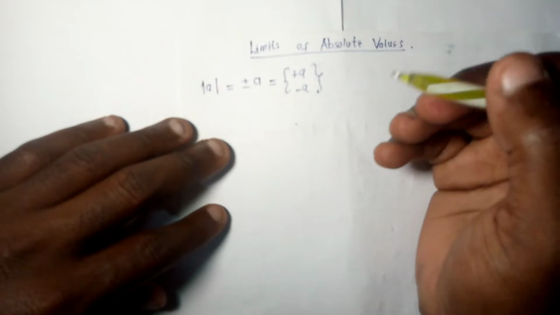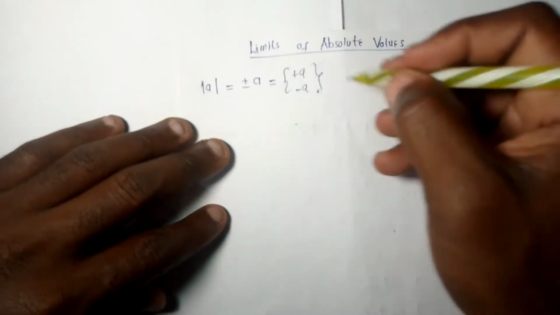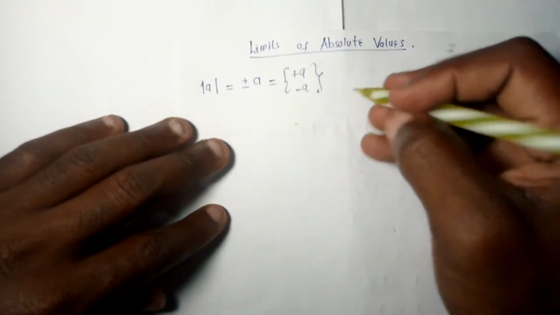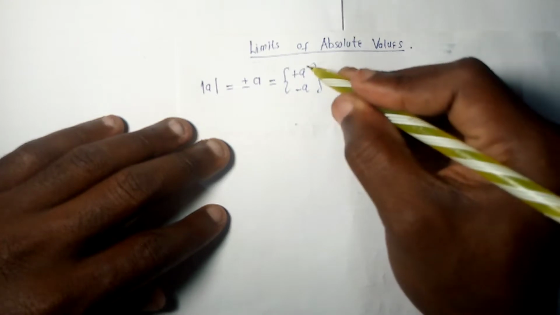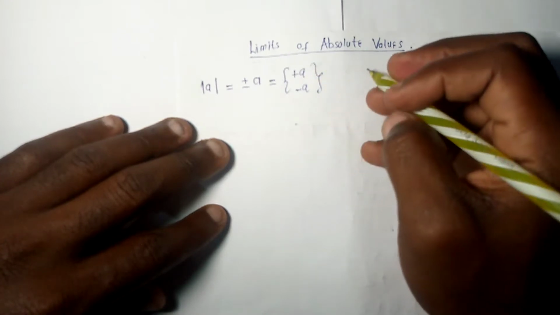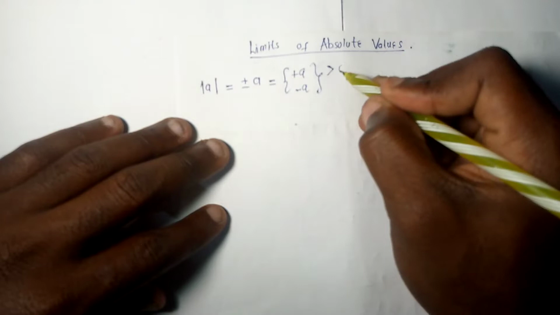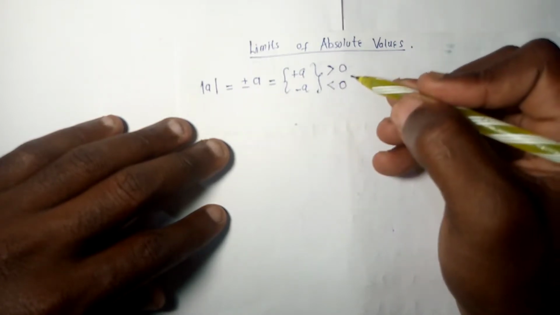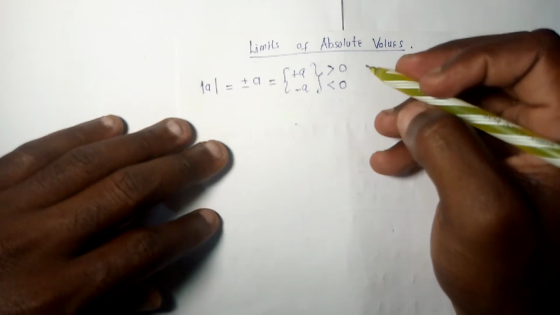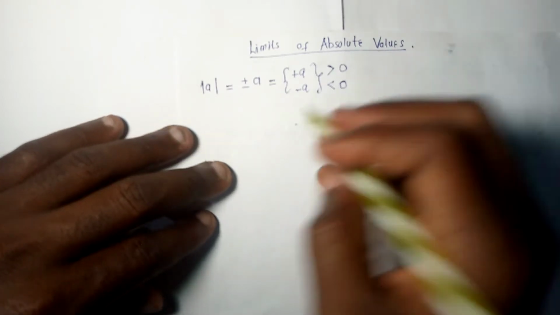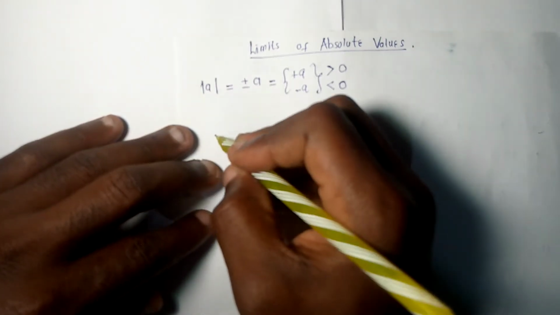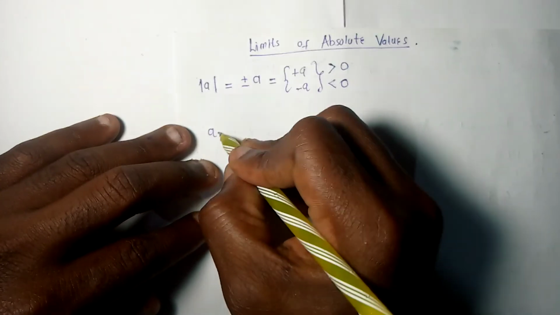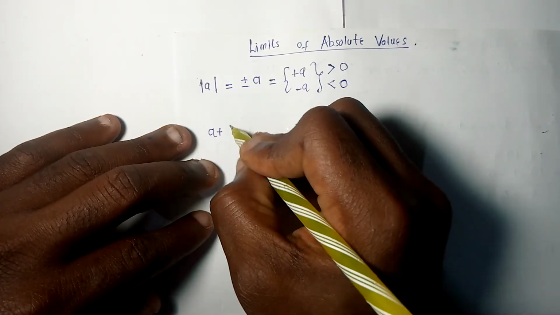But in this case, because it is A just like that, the reference we are going to take is 0. So it's going to be positive A for any value greater than 0 and negative A for a value less than 0. All right. Now, always remember this.